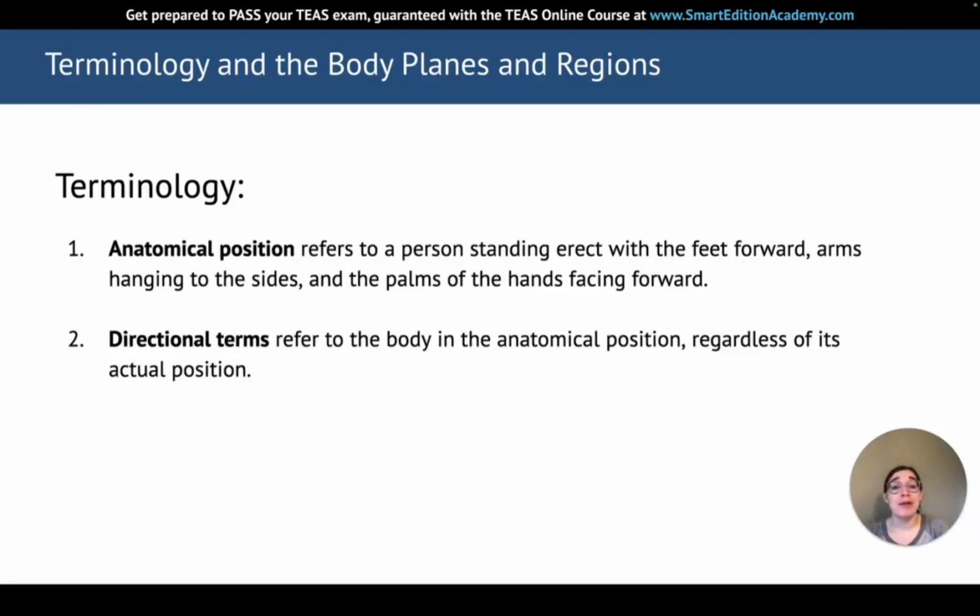So to make sure that we're all on the same level, that we're all talking about body parts in the same position, and to avoid chaos and confusion, directional terms are always referring to anatomical position. So keep that in mind as we go through these terms and as we work through the practice questions following this terminology.